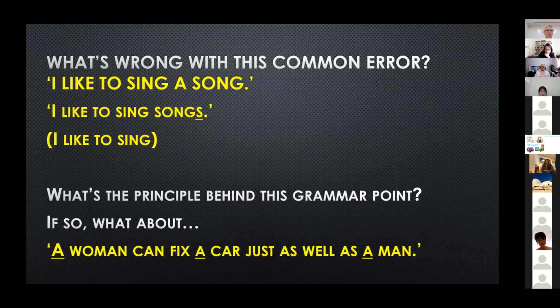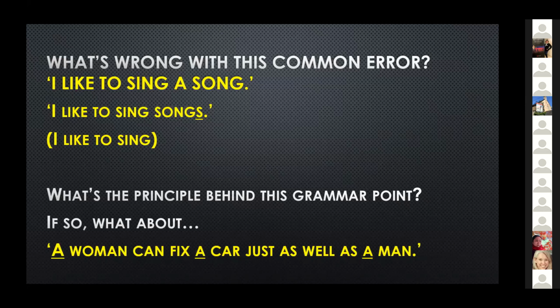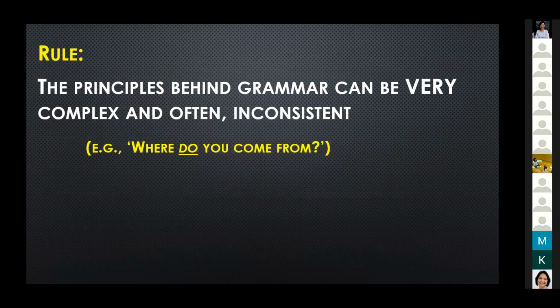Oh no. A woman can fix a car just as well as a man. So now that grammatical principle that you just told students falls apart very quickly, because we soon come across constructions like these, where now it's again... Is it an individual woman? No, we're talking about women in general. Is it one car? No, we're talking about cars. So our grammatical principle here is suddenly falling apart with counterexamples.